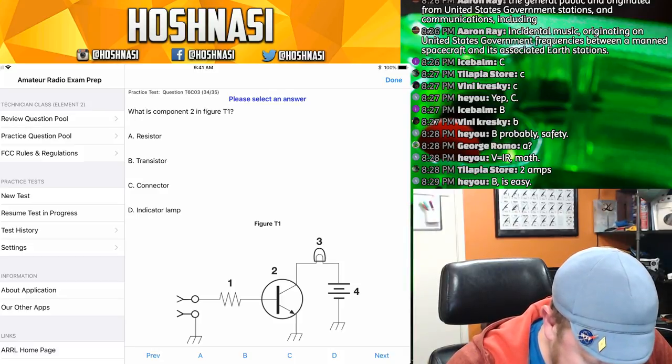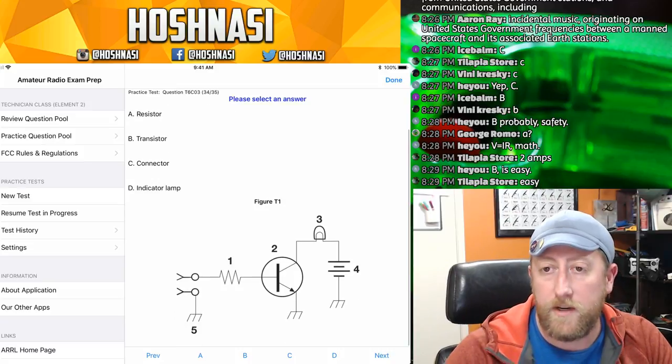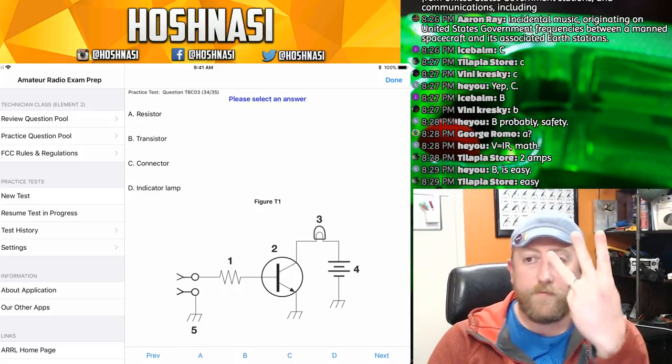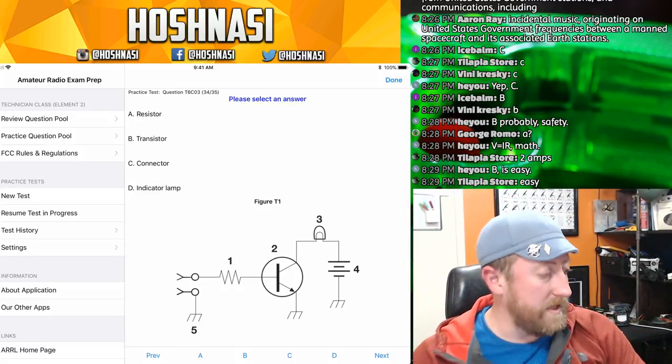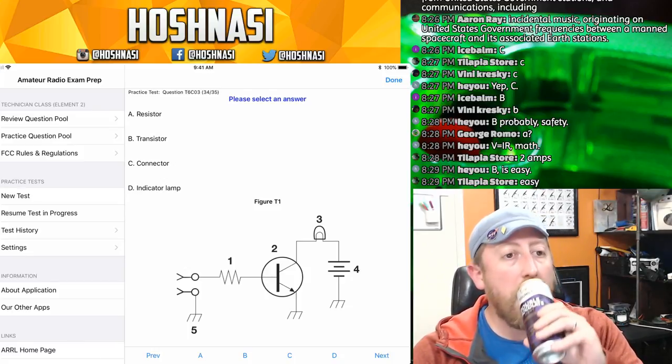Component 2. What is component 2 in figure T1? We talked about this. It's 3 legs. What component has 3 legs? I will drink beer until you tell me.